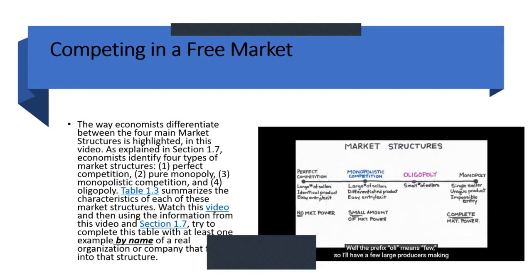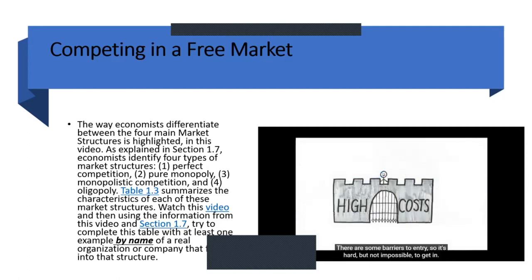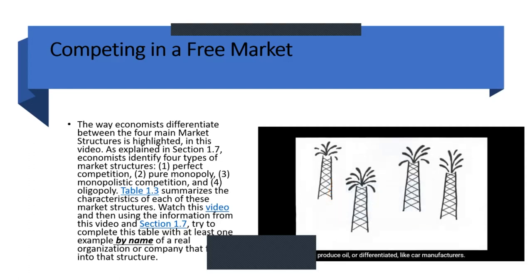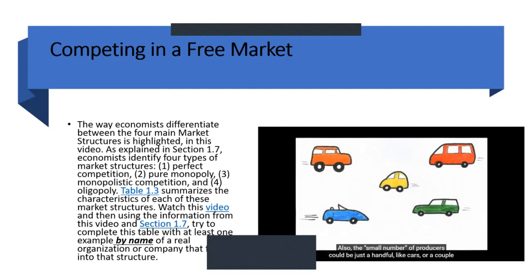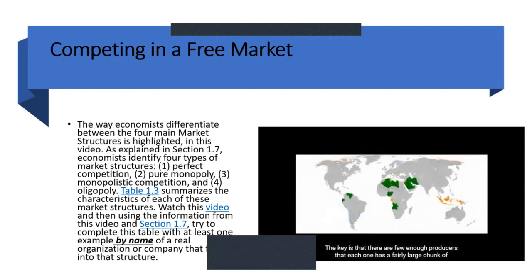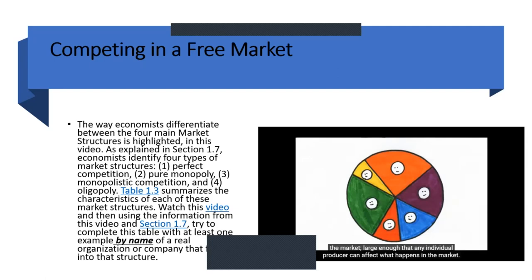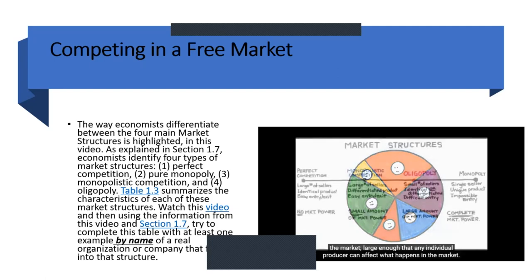An oligopoly? Well, the prefix oli means few, so I'll have a few large producers making up the market, each with a large amount of control or market power. There are some barriers to entry, so it's hard, but not impossible, to get in. The product in an oligopolistic market can be identical, like the members of OPEC who produce oil, or differentiated, like car manufacturers. Also, the small number of producers could be just a handful like cars or a couple of dozen like the oil producers. The key is that there are few enough producers that each one has a fairly large chunk of the market, large enough that any individual producer can affect what happens in the market.